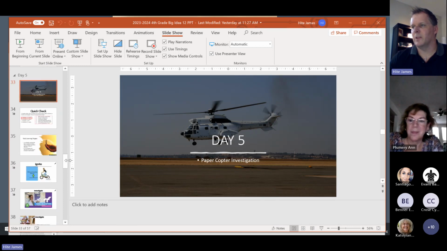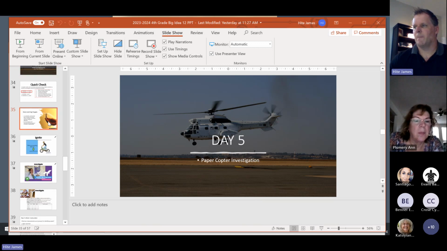And then day 5, we're going to extend it a little bit more. So this is our second investigation, so that instead of doing a marble, they're going to make a little helicopter. Again, we want them to understand changing motion. So this is different motion. So think about something falling using a helicopter here.